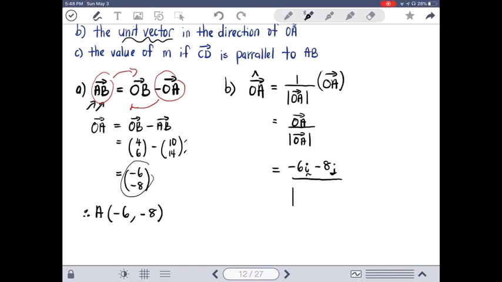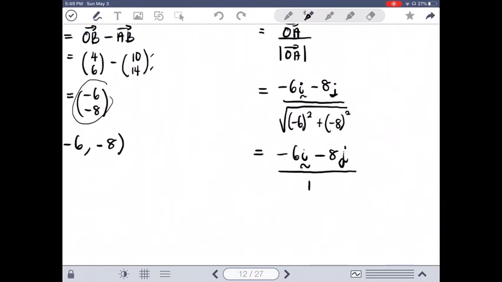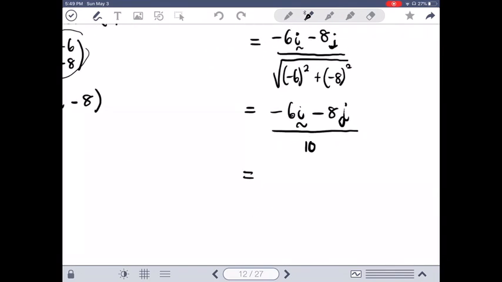It's just equal to the square root of negative 6 squared plus negative 8 squared. So you press your calculator, you should get 10. Now you can simplify things because we can actually factorize the top.